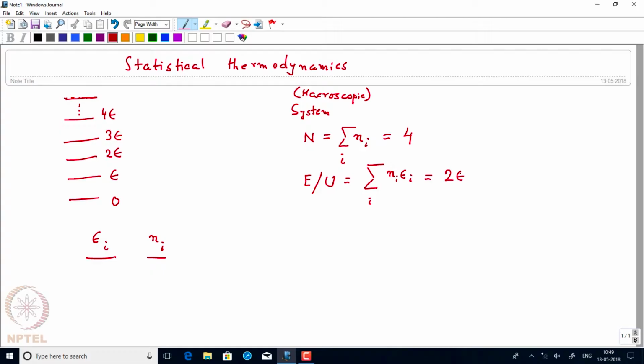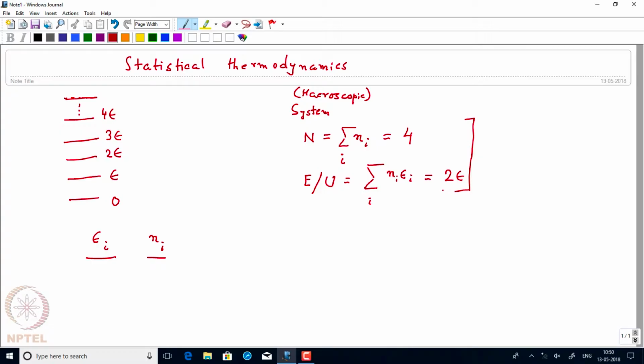So that is the description of my macroscopic system, that I have 4 particles and the total energy is 2 epsilon. Now microscopically the system might have different configurations, and that is what is interesting and what we are going to discuss right now. So what do you mean by configuration? Let us give you an example.